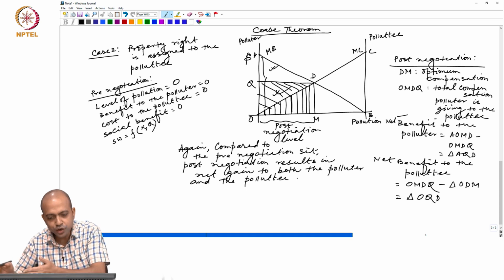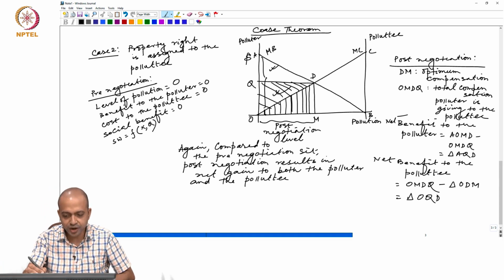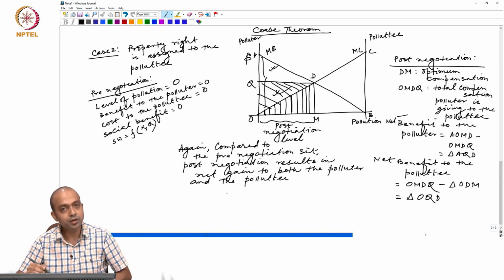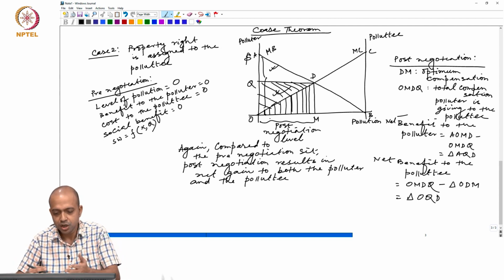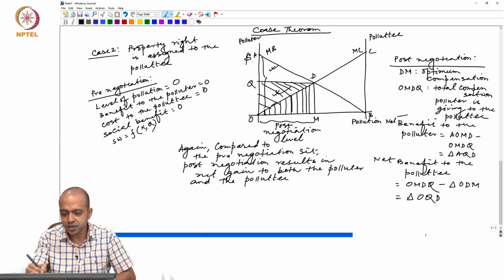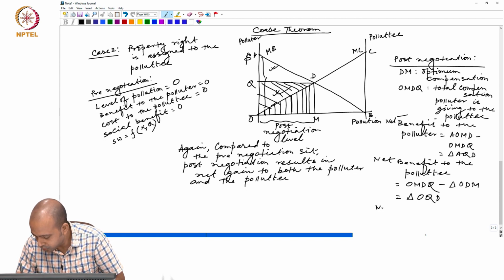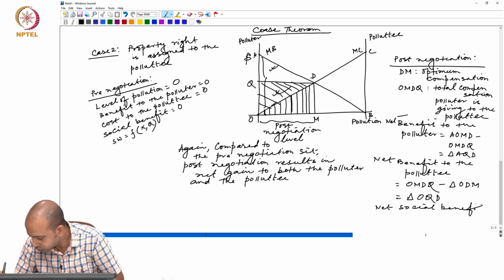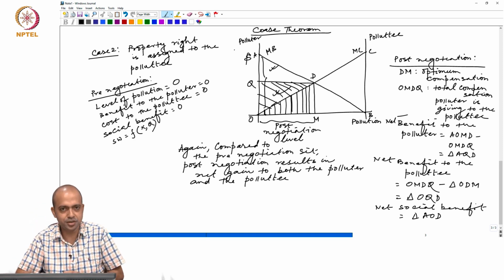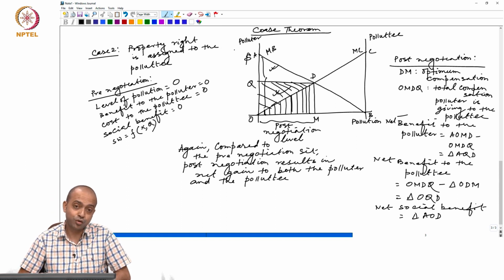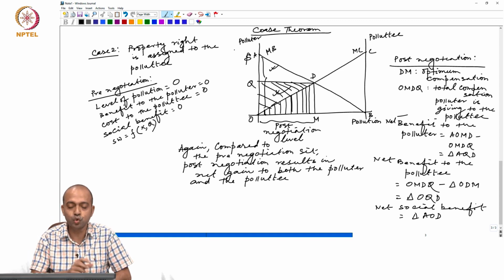Now, in the post negotiation, the net benefit to the polluter is this triangle, which is AQD, and the net benefit to the pollutee is OQD, this triangle. So, it is beneficial for both to negotiate, and social welfare is this plus this. So, net social benefit equals triangle AOD, which is the summation of this plus this. Compared to the pre-negotiation, the post-negotiation situation is efficient, and that results in this OM amount of pollution.